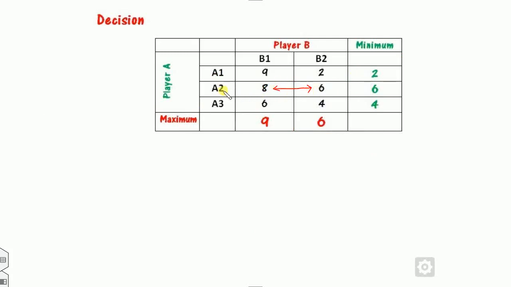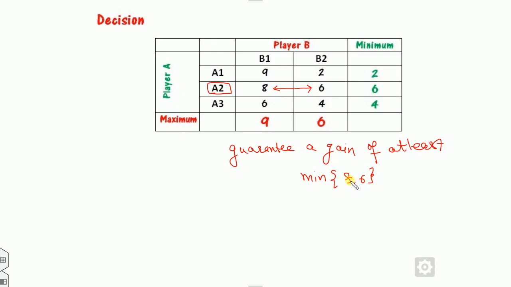However, talking about A2 only, we can say player A is guaranteed a gain of at least, what is the meaning? Of 8 and 6, at least the minimum of 8 and 6, that is at least 6, whatsoever the strategy opted by player B. I hope it is clear that whenever player A chooses strategy A2, he or she can win either 8 or 6. So player A is guaranteed a gain of at least the minimum among them, which is 6, whatever the decision opted by player B.